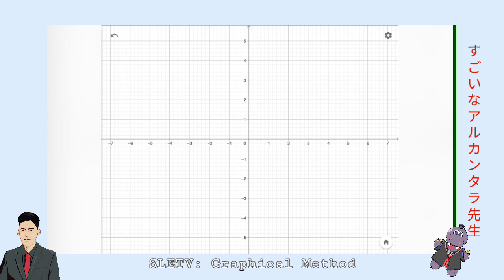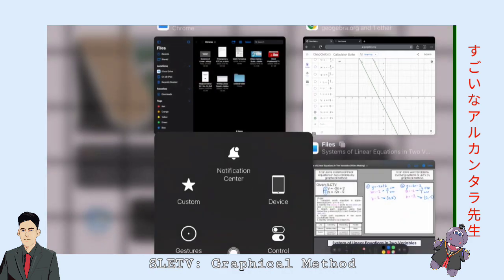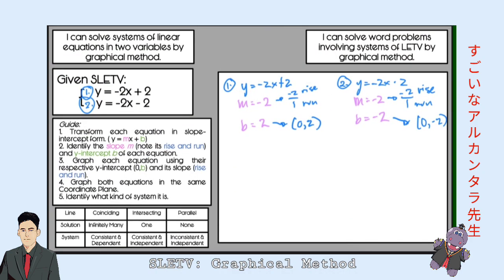So the first line will look like this one, and the second line will look like this one. As you can notice again, they have the same slope, but different y-intercepts. So when you graph it manually, you can already notice that it will result in two parallel lines. So it's parallel lines because there is no solution, making it inconsistent. Why are they inconsistent? Because they never meet each other. There's no solution.